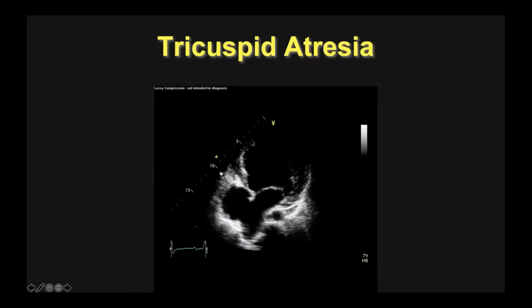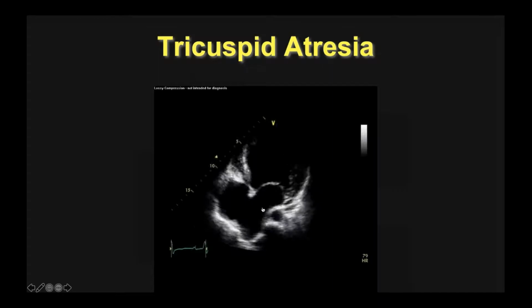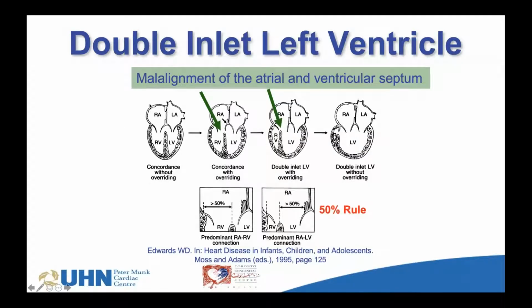So here, you have a patient with a univentricular connection, situs solitus, left atrium, right atrium, and you see here there's no connection between the right atrium and this hypoplastic right ventricle. That's tricuspid atresia or an absent right-sided connection. So how do we define a double inlet ventricle?